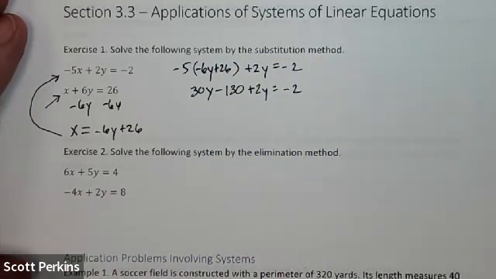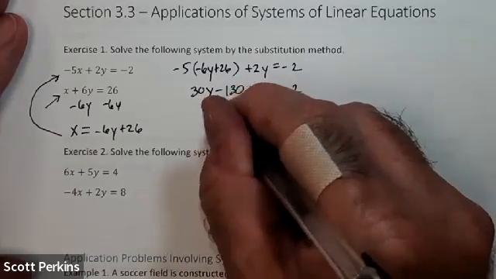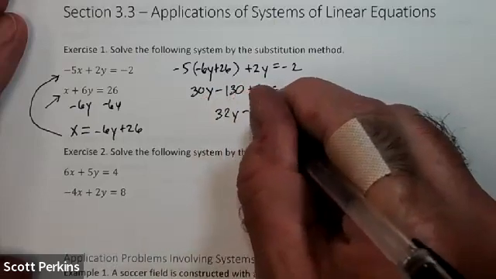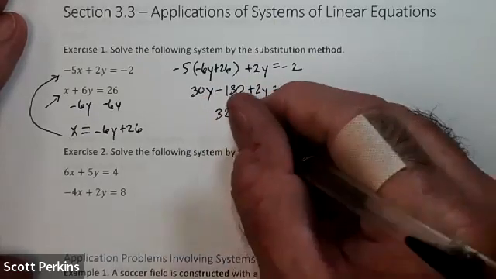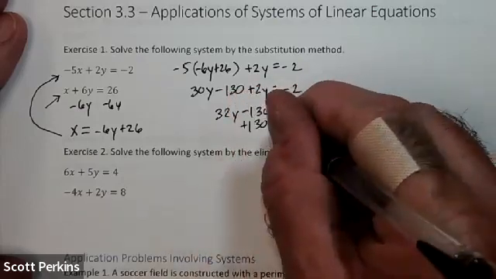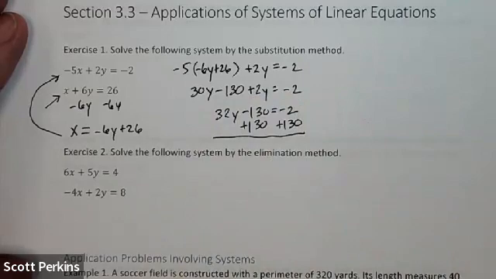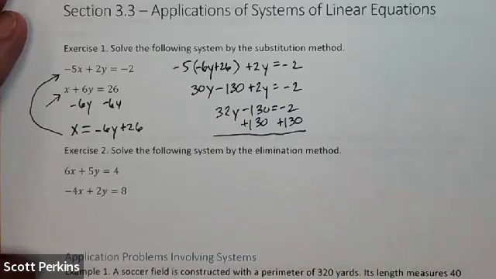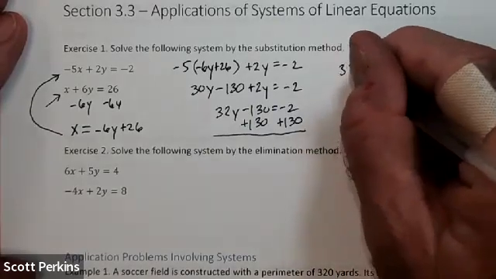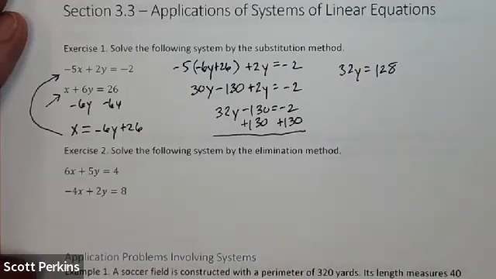I'm going to collect my like terms. 30y plus 2y is 32y. Minus 130 is equal to negative 2. I'm going to add the 130. Don't be shy about using your calculator if you need to. Bless you. And what I get, I'm now going to move up to the next column because I've got space there. I've got 32y is equal to 128. And last but not least, I divide.